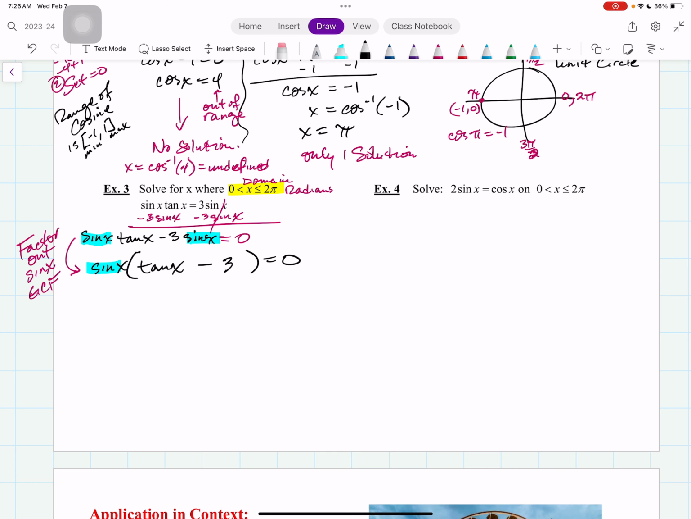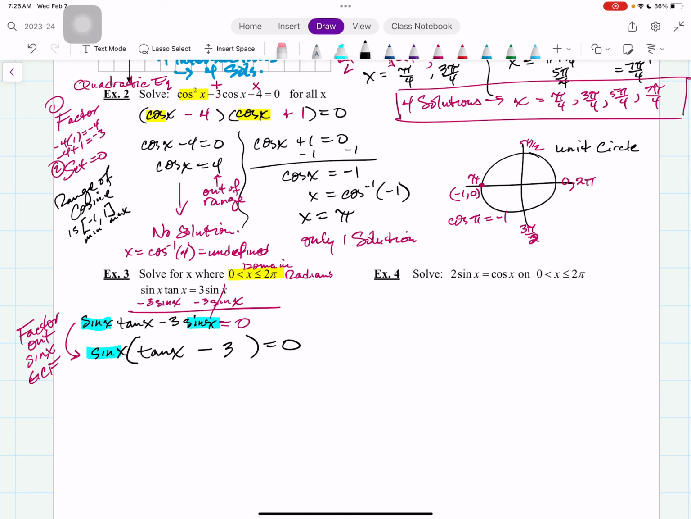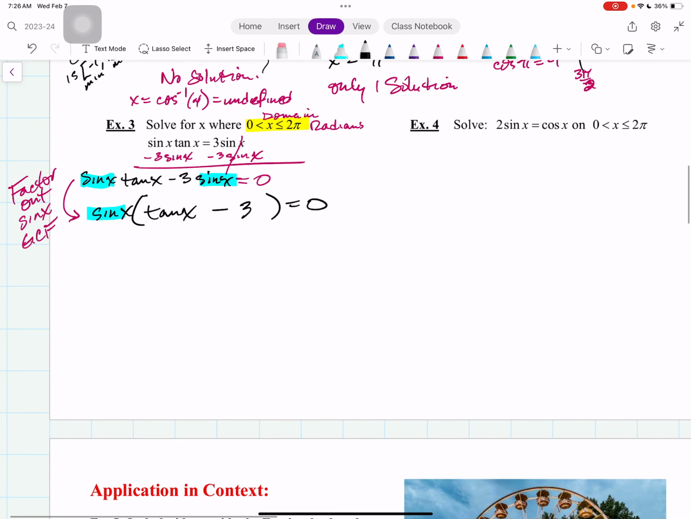Then you do what we just did earlier here. Once you have factored form, you set each factor equal to 0 and you solve. We're going to learn from prior experience. So step one, we set equal to 0. Actually, let me write that down.